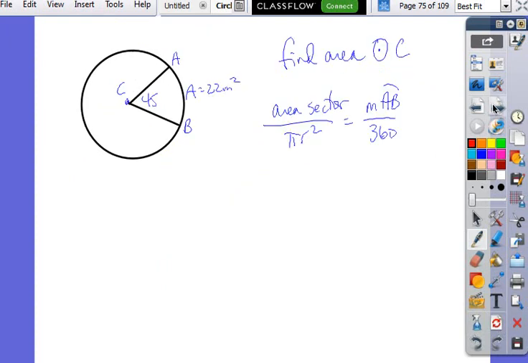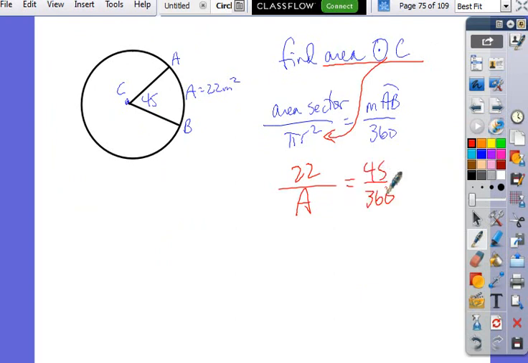If it says find anything else other than the area of a sector, go back to the proportion. You would say area of a sector goes there. Area of the whole circle, where does that go in this formula? So I'm going to put A in the pi r squared spot. Degree always goes over 360. Cross multiply and divide.